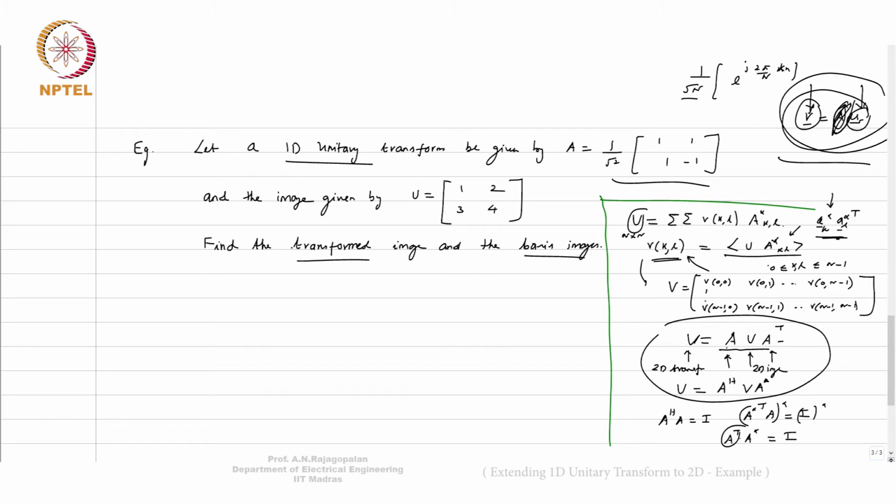Okay, so now the point is this. We want to find this. Now I'm going to arrive at this transformed image in various ways. This is the simplest thing: to simply do this. The transformed image is what your V is, because you're trying to transform it. So the simplest way would be V is equal to A U A transpose, where A is this 1D guy. This is not really a 2D basis image, but that is the 1D unitary transform.